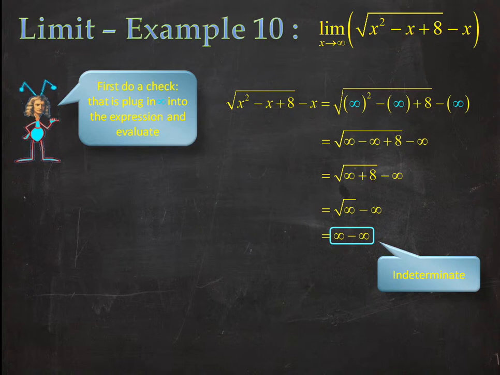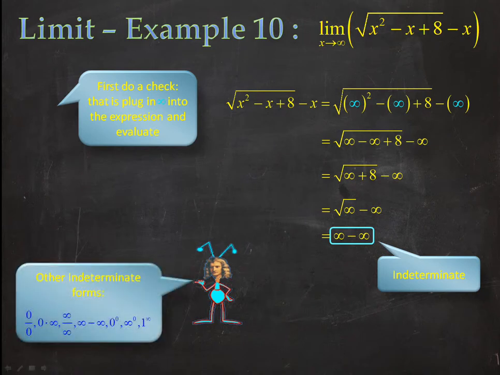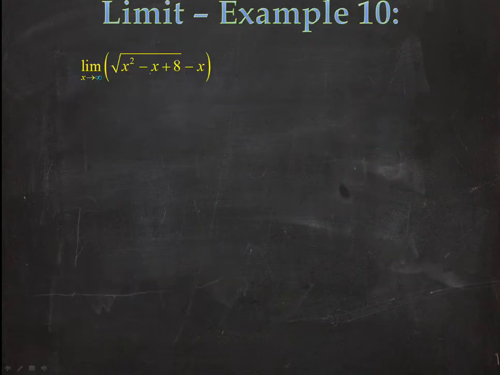Now, don't forget there are other indeterminate forms to look out for so that you can use algebra besides infinity minus infinity. You have 0 over 0, or 0 times infinity, or infinity divided by infinity, 0 to the 0, or infinity to the 0, or even 1 to infinity. So let's go back to our expression.